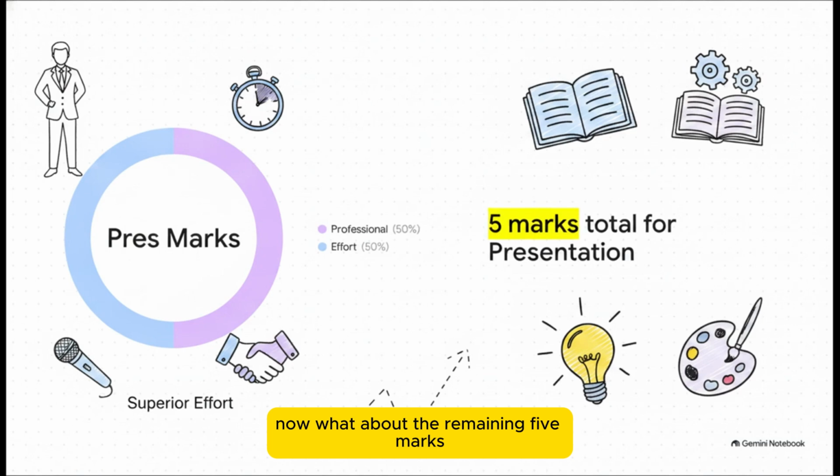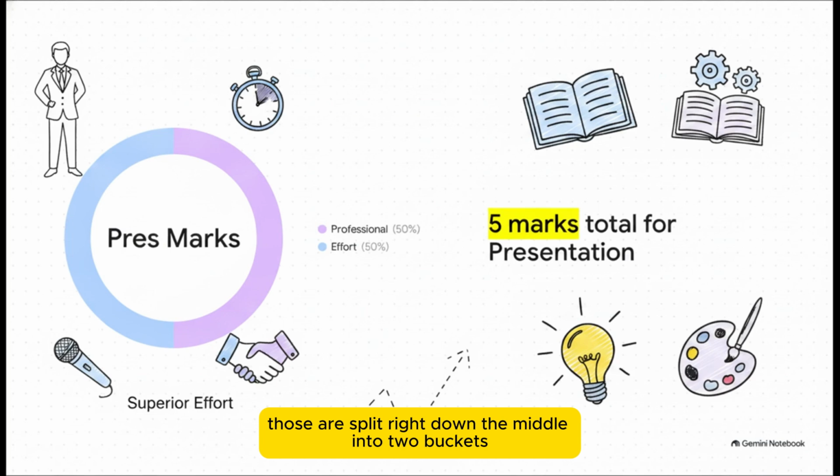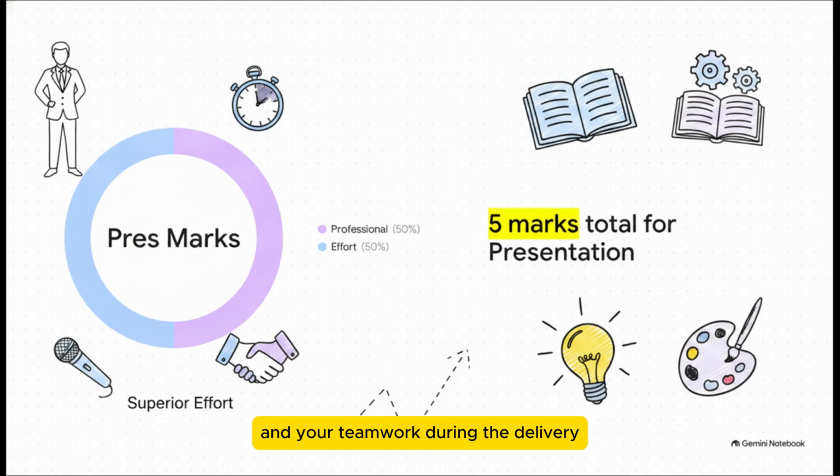Now, what about the remaining 5 marks dedicated to your live exhibition? Those are split right down the middle into 2 buckets. The first 2.5 marks are all about professionalism. This covers your attire, your presentation skills, how well you manage your time on stage, and your teamwork during the delivery. The second 2.5 marks gauge your superior effort and creativity.